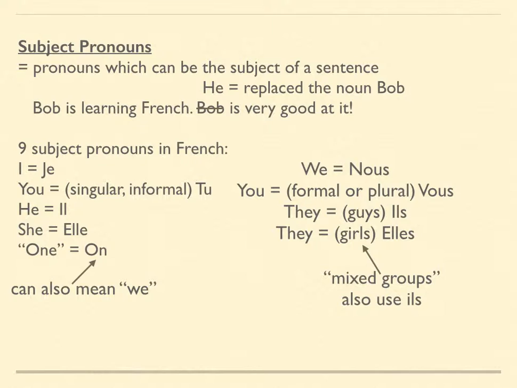If I'm talking about a group of girls, I'm going to do the same thing. I'm just going to add an S to the she, elles. Note that a mixed group, so a group that has both guys and girls in it, will always use ils, regardless of how many guys or girls there may be. You can have 1,000 girls and one guy, and you're still going to be forced to use the word ils. But once that guy leaves to go home, my 1,000 girls can use elles.